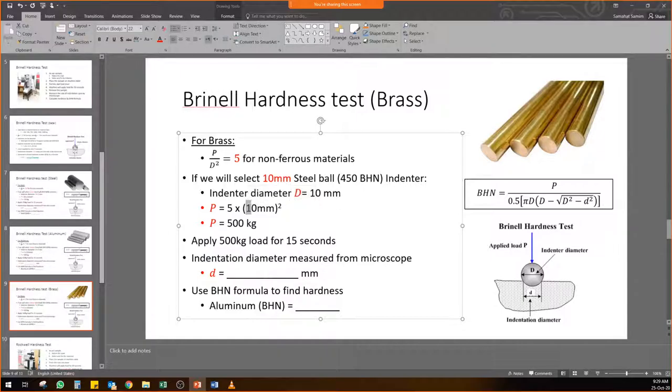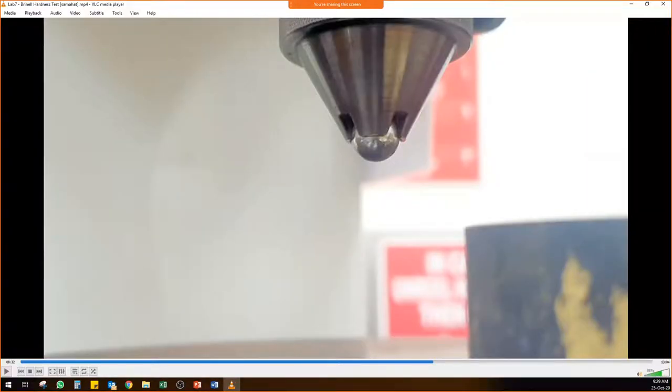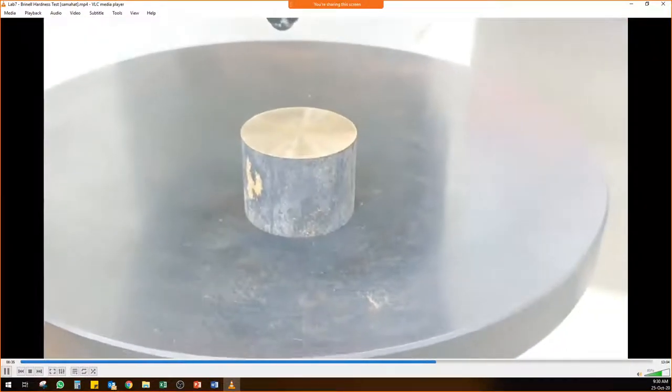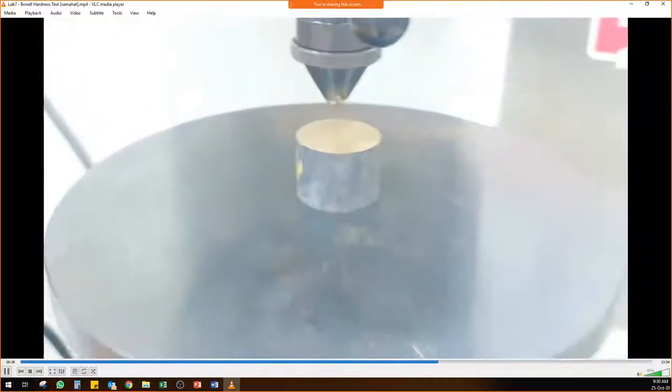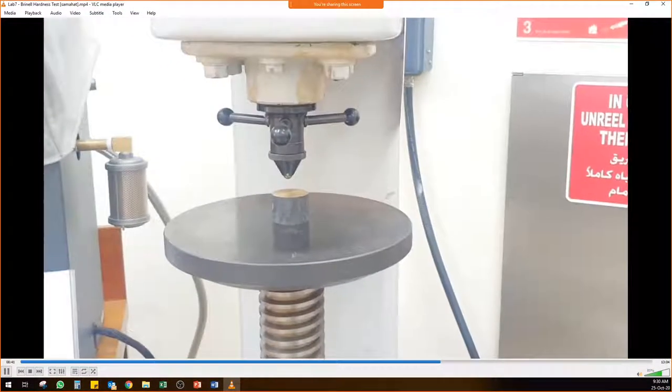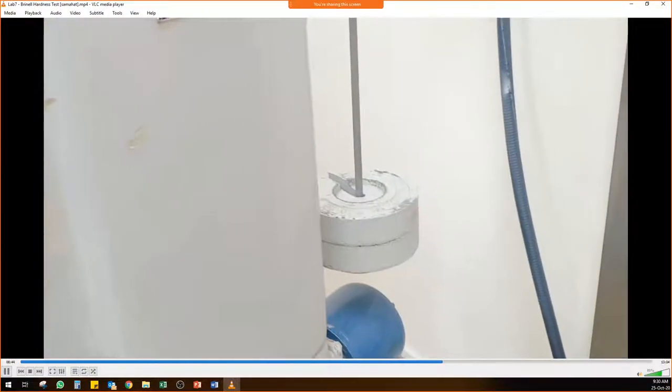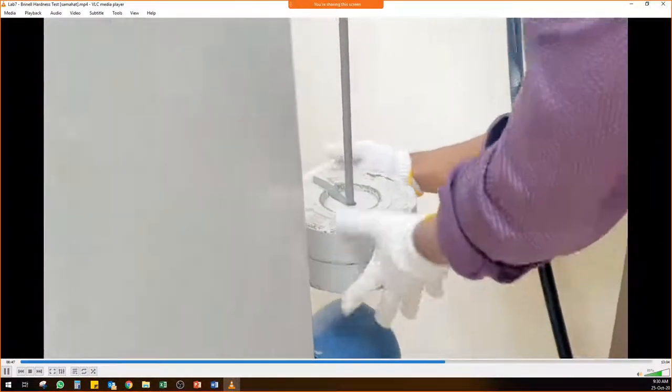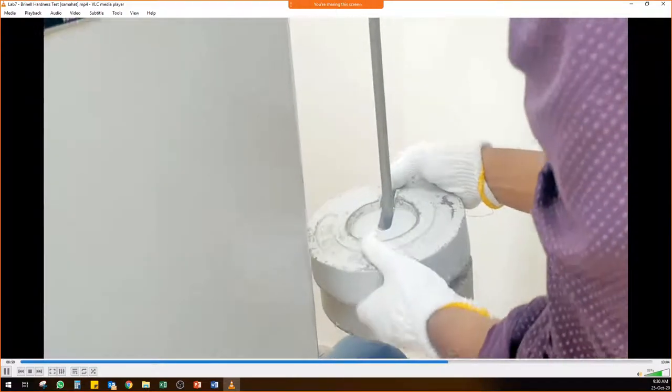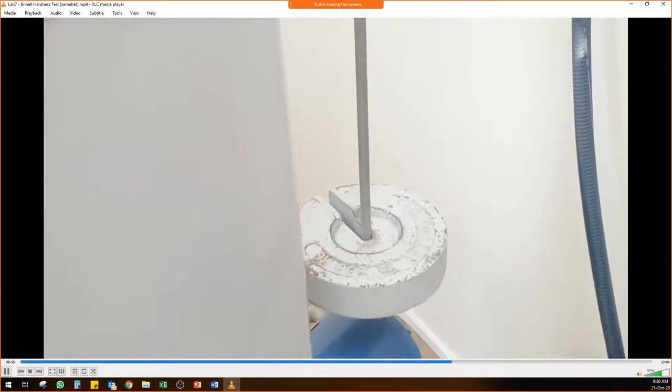But for the steel here it was 30. That's why the load was becoming 3000, too high. So we used smaller. We wanted to bring the load smaller, so it makes my life easy. So that's why I used 10 millimeter here for non-ferrous material, which is brass. Another point we need to focus on is to change the load at the back of the machine. Now we need to reduce the load by 250 to make it 500. So the load required in this machine for the non-ferrous material is 500 kilograms here at the back.